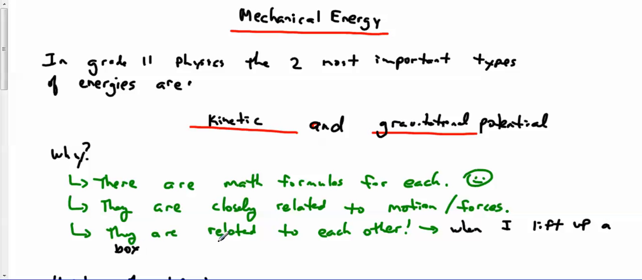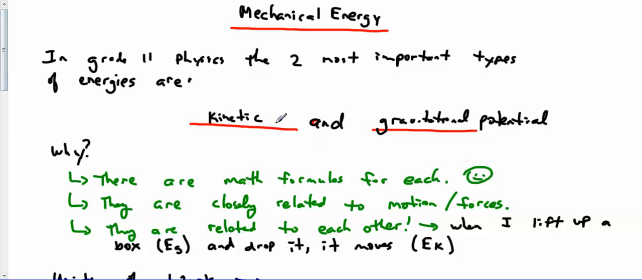it will have potential energy, and we use this symbol for potential energy, energy due to gravitational potential. When I lift up a box and drop it, it moves, and when something's moving, it's got kinetic energy, and I use a little EK. So these two things are related to each other. They're related to the first 2 units, and there's math formulas. So that's the reasons why I'm interested in those.